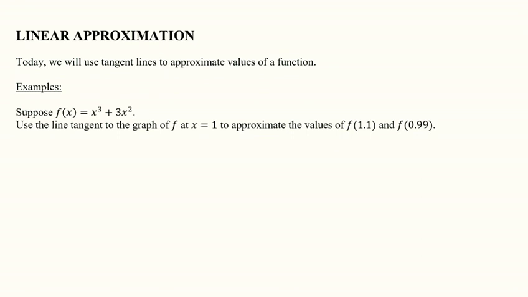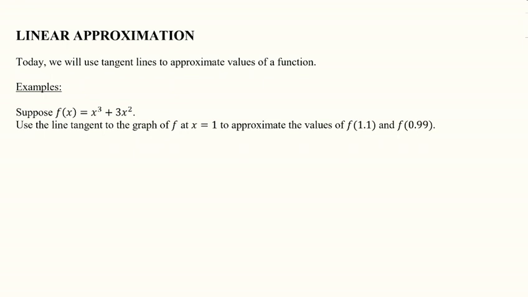Today we're talking about linear approximation, and basically what that means is we're going to use a tangent line to approximate values of a function near the point of tangency. So the first ingredient is we're going to write a tangent line, and then we're going to plug in an x value. So I'm going to suppose that f of x is x to the third plus 3x squared. Then I'm going to use the line tangent to the graph of f at x equals 1 to approximate f of 1.1 and f of 0.99.